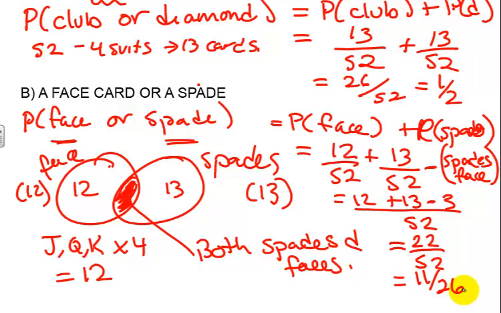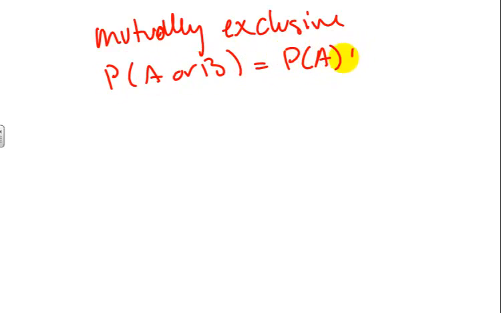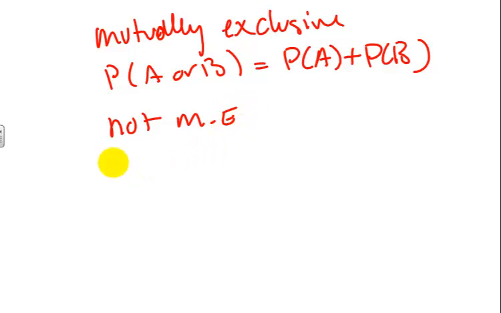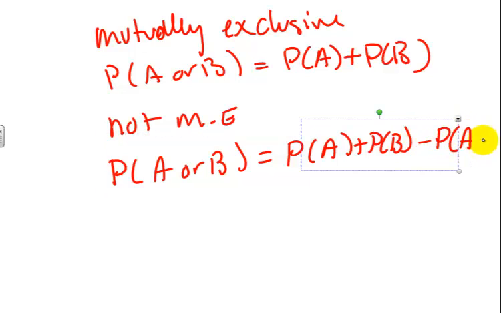So here is the rule. If we have mutually exclusive events, the probability of A or B is just adding them together. If they're not mutually exclusive, then we have to take A or B, we add them together, but then we have to account for the fact that we have double counted some. So we subtract A and B, the ones that are both A and B. And that's your formula.